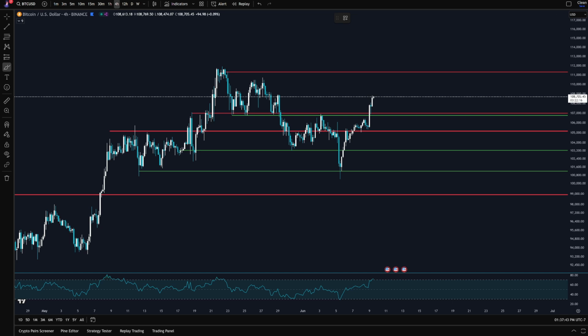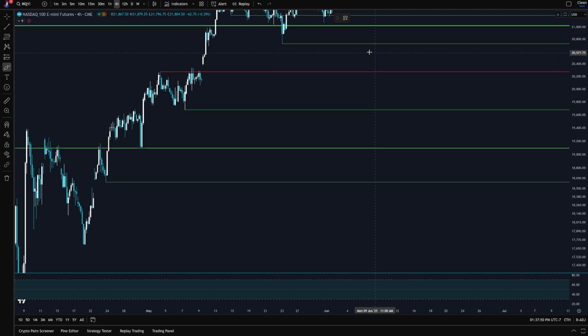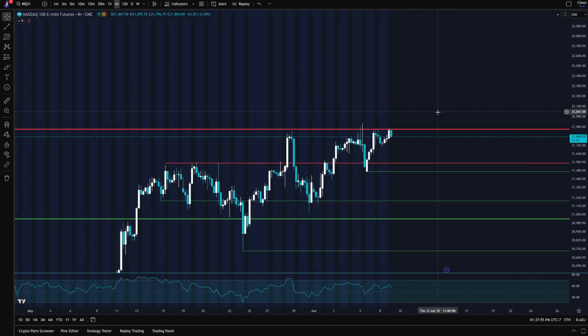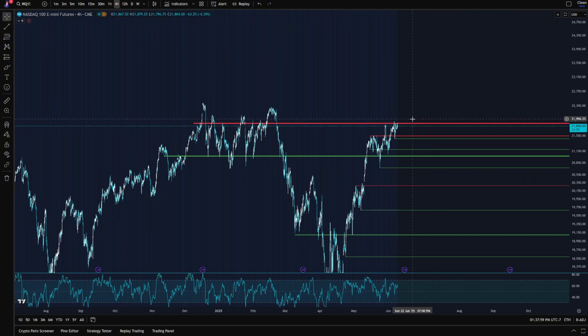This works for any market. It's not just specific for crypto. It's not specific for stocks. Works for everything. Oh, drawing a crazy line. Works for everything though. You could see here that there's a super strong line, super strong resistance here on NQ.